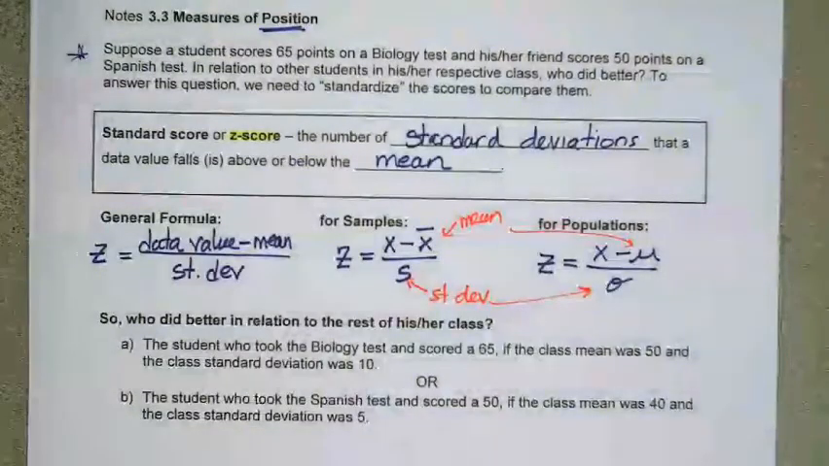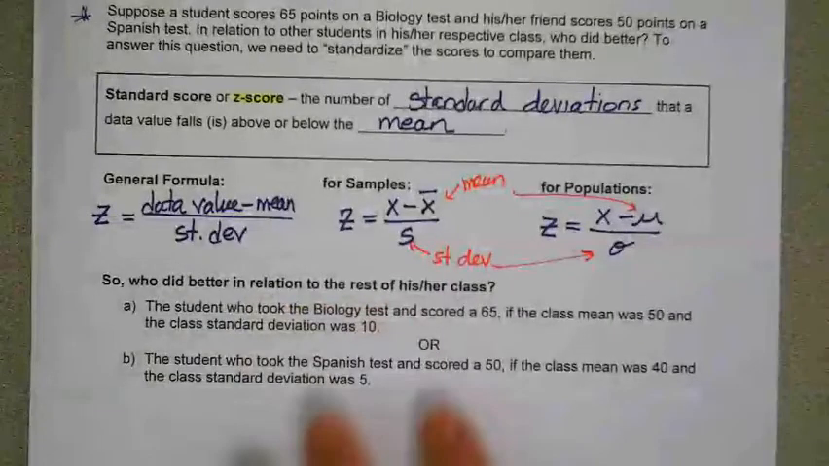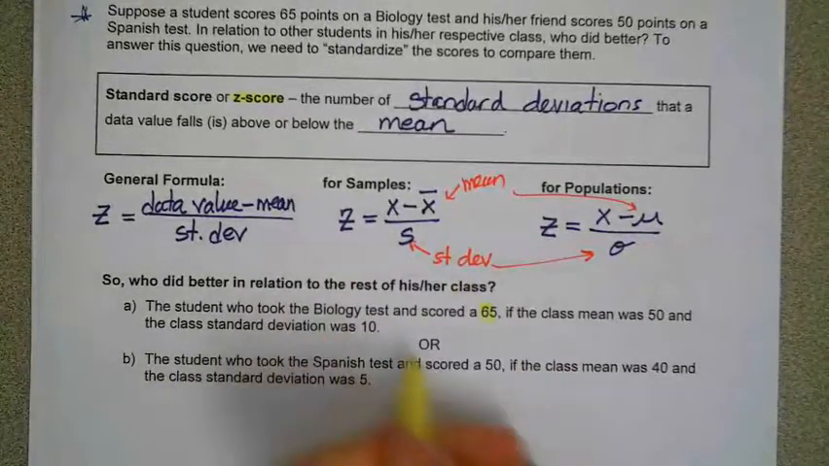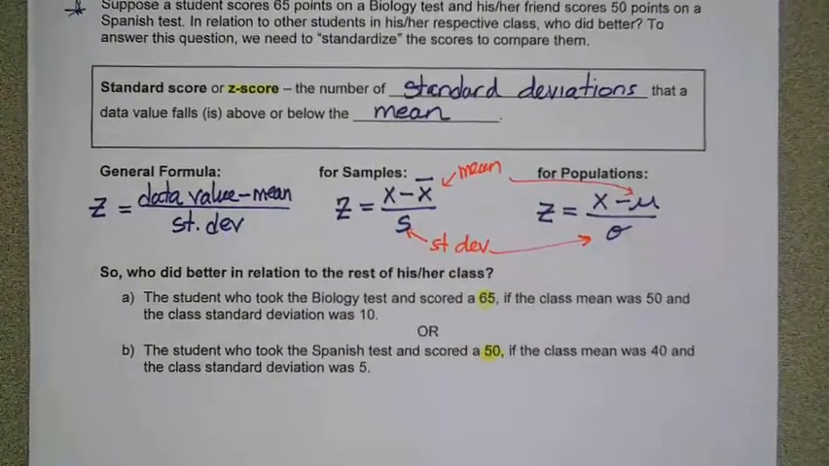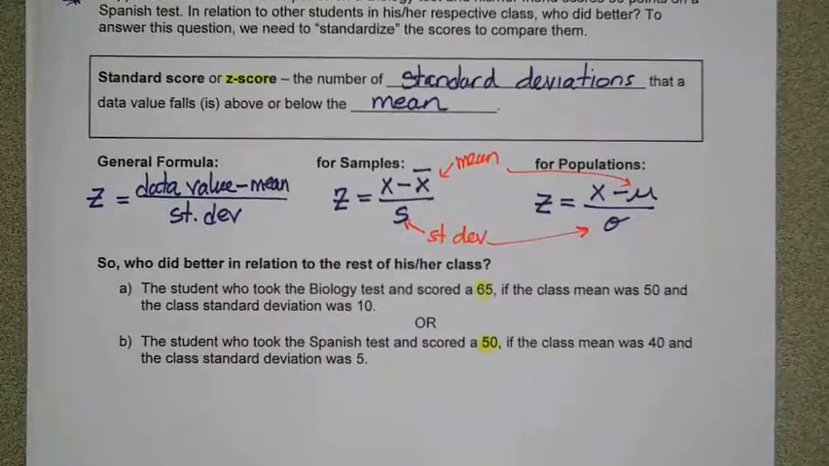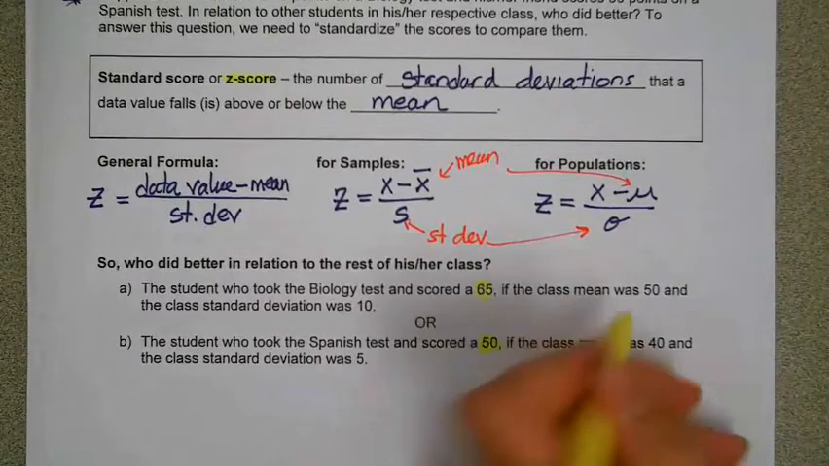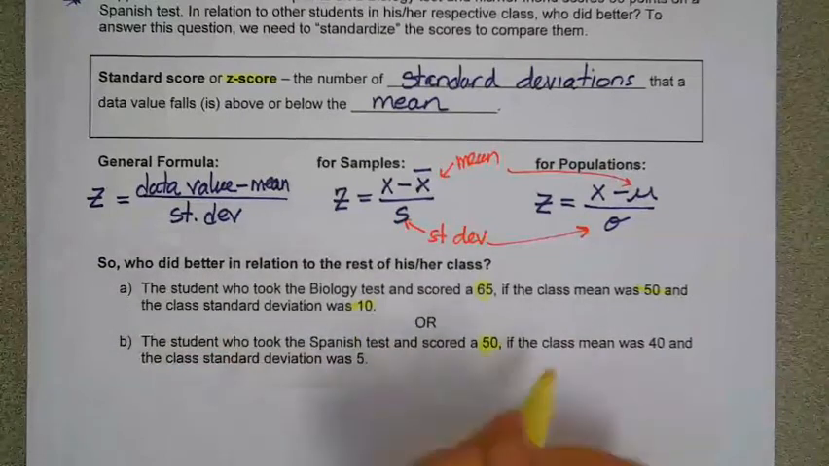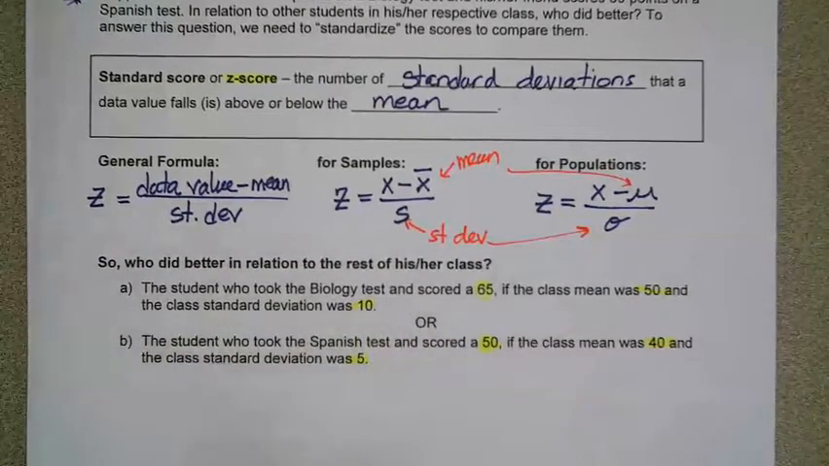Okay, so let's go answer this question now. Who did better in relation to the rest of his or her class? We have those individual scores. We have the bio test, where somebody got a 65, and someone else got a 50 in another class. But we would have to know information about the class. Here, the class mean was a 50, standard deviation 10. For the other person, class mean was a 40, standard deviation was 5.